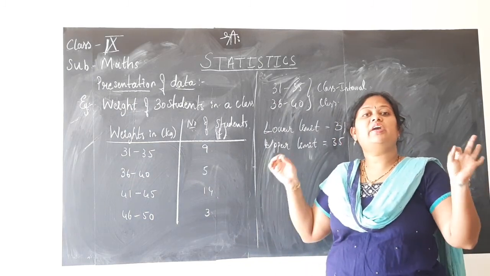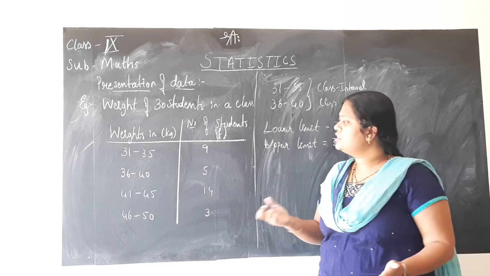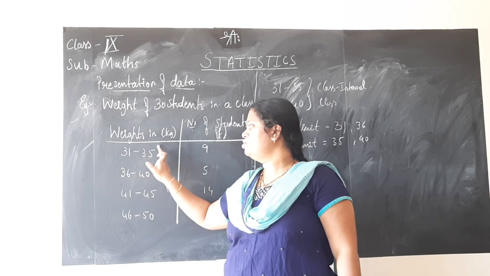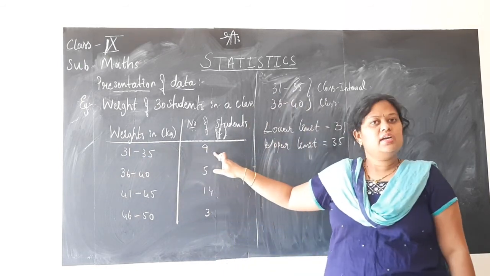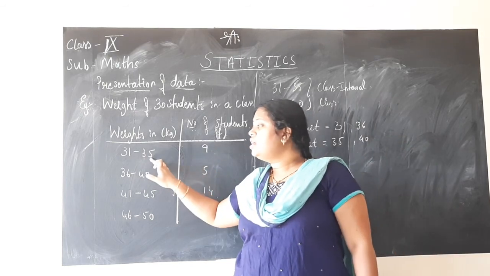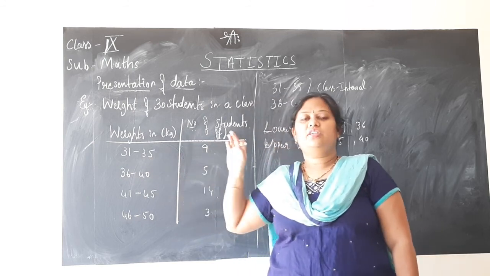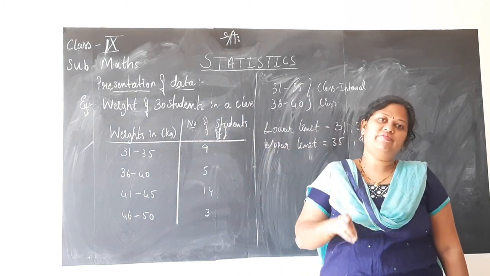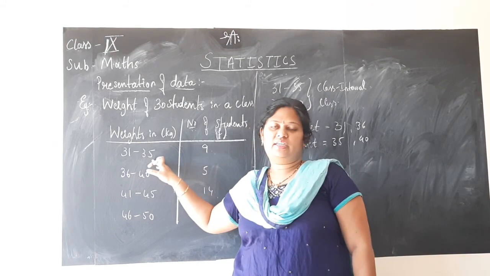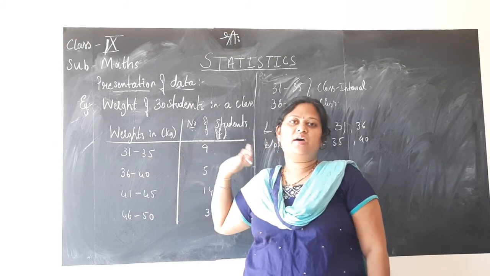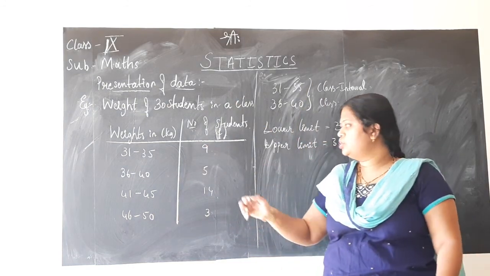Suppose if the student weighs 35.5 kg, what will you do now? Where is 35 kg? Here it is 35 kg. So students who are weighing 31 to 35 kg should come in this column, isn't it? But only up to 35 kg is here in the first class interval. So here I cannot add the student who is weighing 35.5 kg, since it is more than the upper limit of the class interval. 35 is the upper limit. I cannot add that student who is weighing 35.5 kg. So it is ruled out.